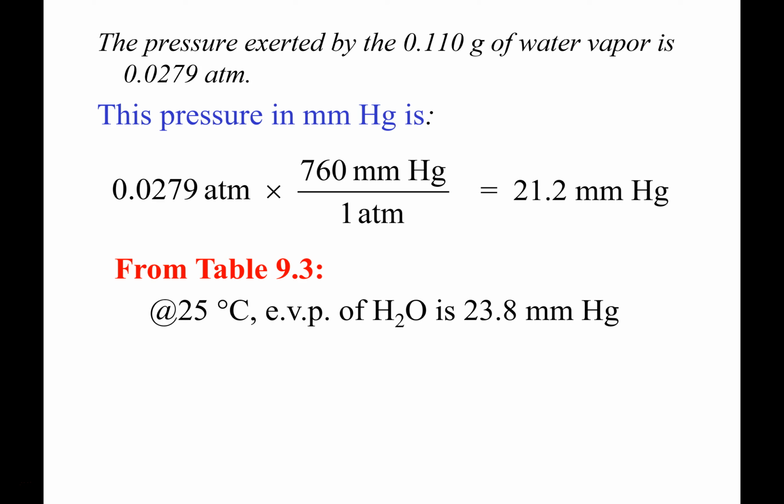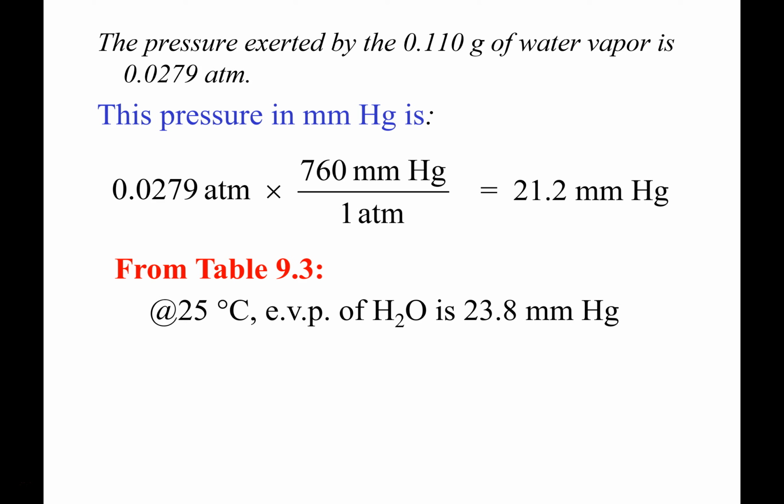So what's the range? Like if this had been 23.7 or something? What if it was like 20 millimeters of mercury? Would it still be considered close to 20? So 20 is farther away than 21.2. Yeah, that's what I mean. I think I know your question.